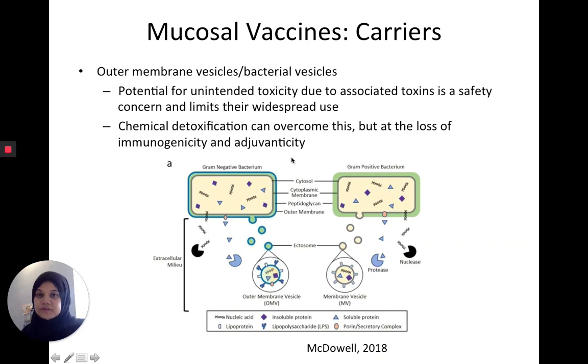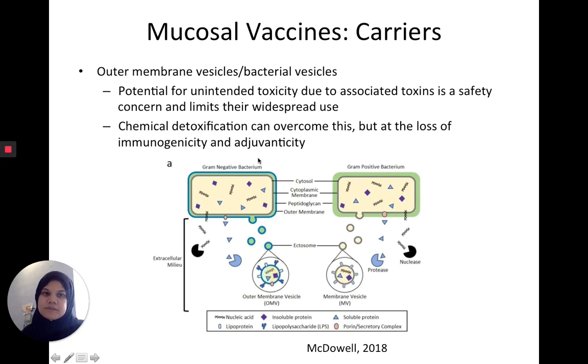Another very interesting one, particularly my interest, is using a bacterial vesicle. Bacteria naturally produce vesicles for different reasons: communication, to stimulate the immune system in a certain way. They also contain a lot of antigenic, immunogenic proteins and glycoproteins, and these can be harvested and used as potential vaccine candidates as well.